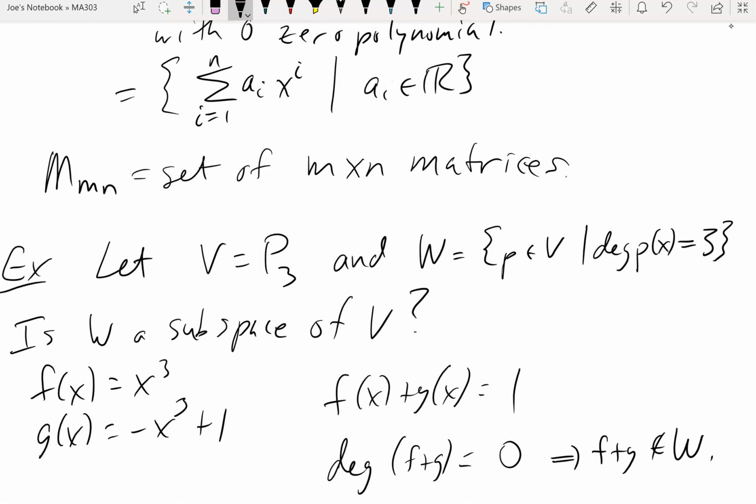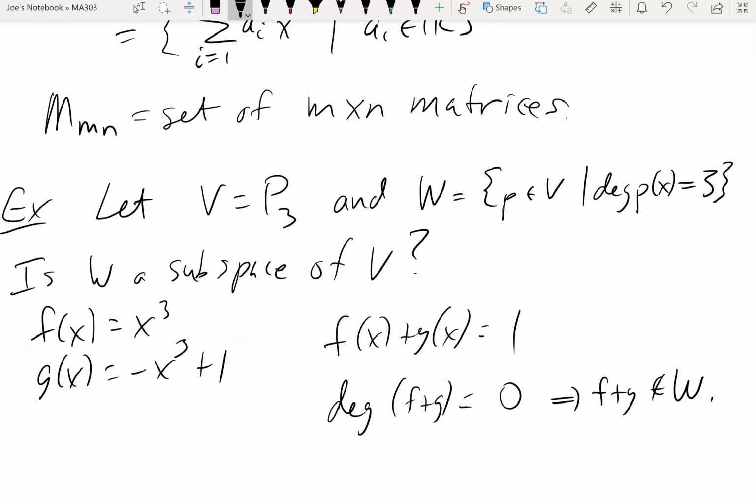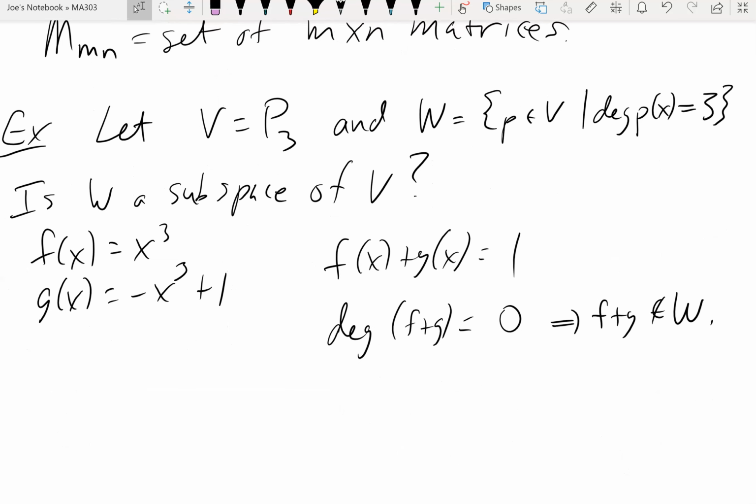So we have a counterexample here, right? I've got two things that start off, and certainly f and g are both in W, aren't they? But when I added them together, they're no longer in W. So W is not a subspace. It also is not closed under scalar multiplication because there's a specific scalar that wouldn't work.